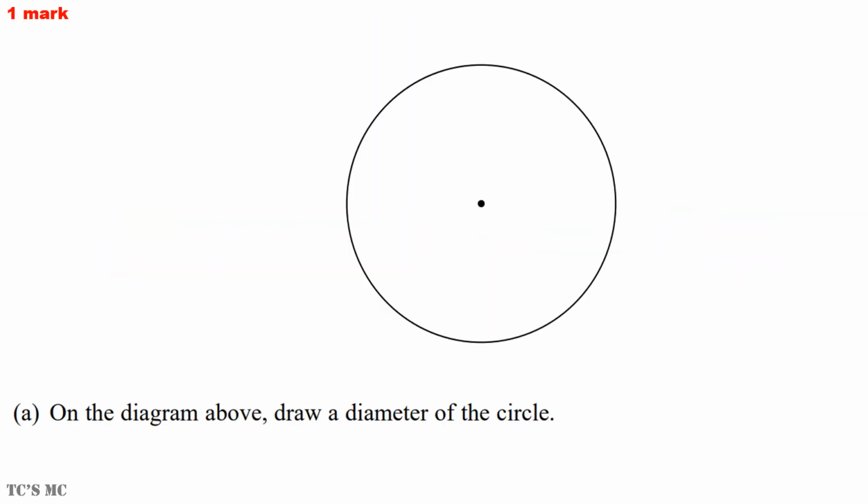On the diagram, draw a diameter of the circle. Diameter is a straight line that goes from one side to the other, and it must go through the center. That would get us 1 mark.